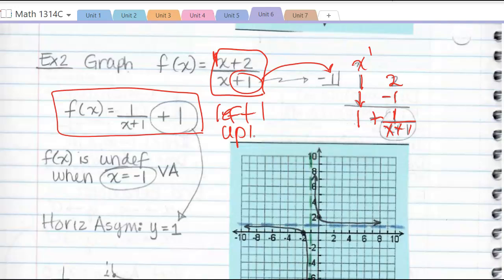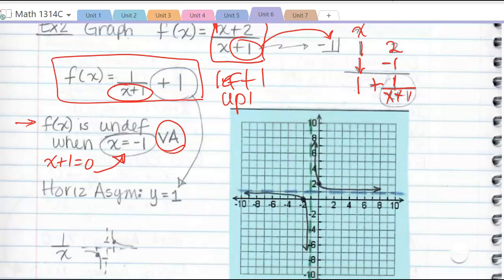So to find vertical asymptotes, what we're asking ourselves is, when is f of x undefined? It's undefined when the denominator is equal to 0. So I let x plus 1 equal to 0 and solved, and that's how I got x is equal to -1 is my vertical asymptote. So how do I do my horizontal asymptote? We can take a look at the end behaviors of our graph. So let's first do some graphing.